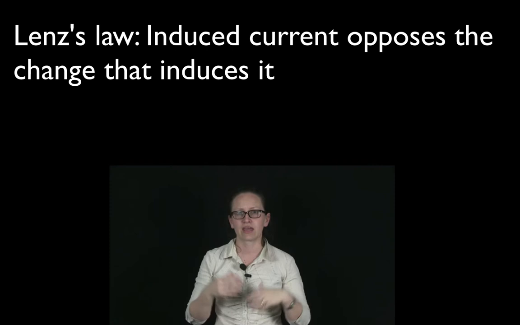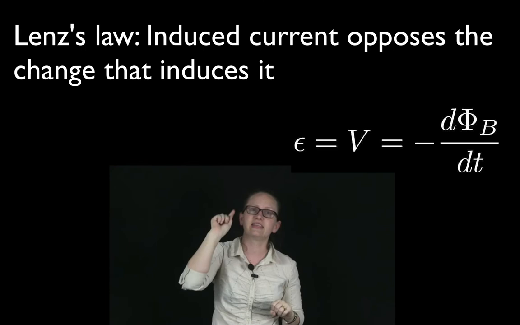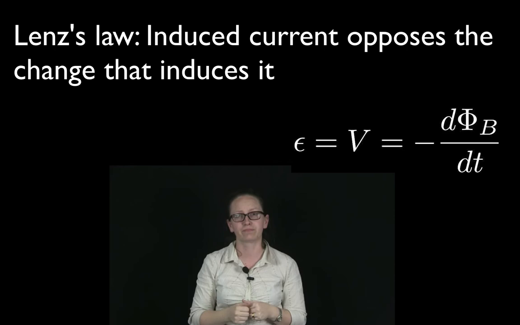In Faraday's law, epsilon is equal to minus d phi B dt, that negative sign is actually Lenz's law. So that's where it comes from. Let's have a look at a nice demonstration now.